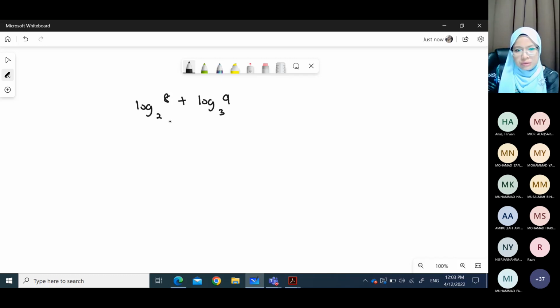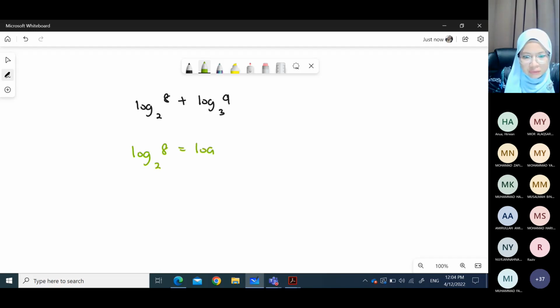So kita base dia berbeza. Base 2 and 3. So untuk selesaikan masalah ni, we need to convert to the same log. Maknanya you boleh tukar kepada log 2 ataupun log 3. Okay. So cara nak menukar log dia adalah contoh ini. Katakan kita ada log 2 8 nak tukarkan kepada log 3. Okay. So cara dia adalah log 3 8 over log 3 2. Ni cara nak tukar log tadi.